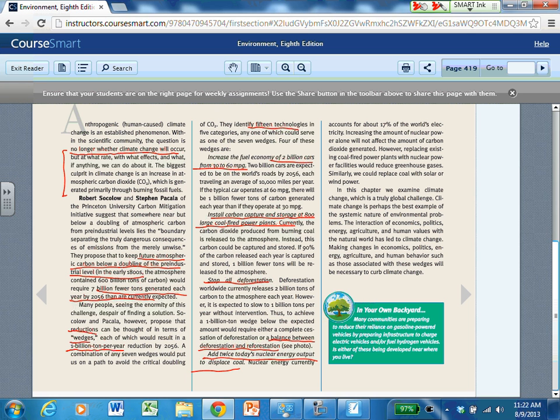Today, 17% of the world's electricity comes from nuclear. We have to replace existing coal-fired power plants with nuclear power facilities to reduce greenhouse gases. And making these changes in economics, politics, energy, agriculture, human behavior, such as those associated with these wedges, will be necessary to curb climate change. So this is all about this wedge activity, which we'll actually do in class. We'll do this activity. And it's described here in the text.